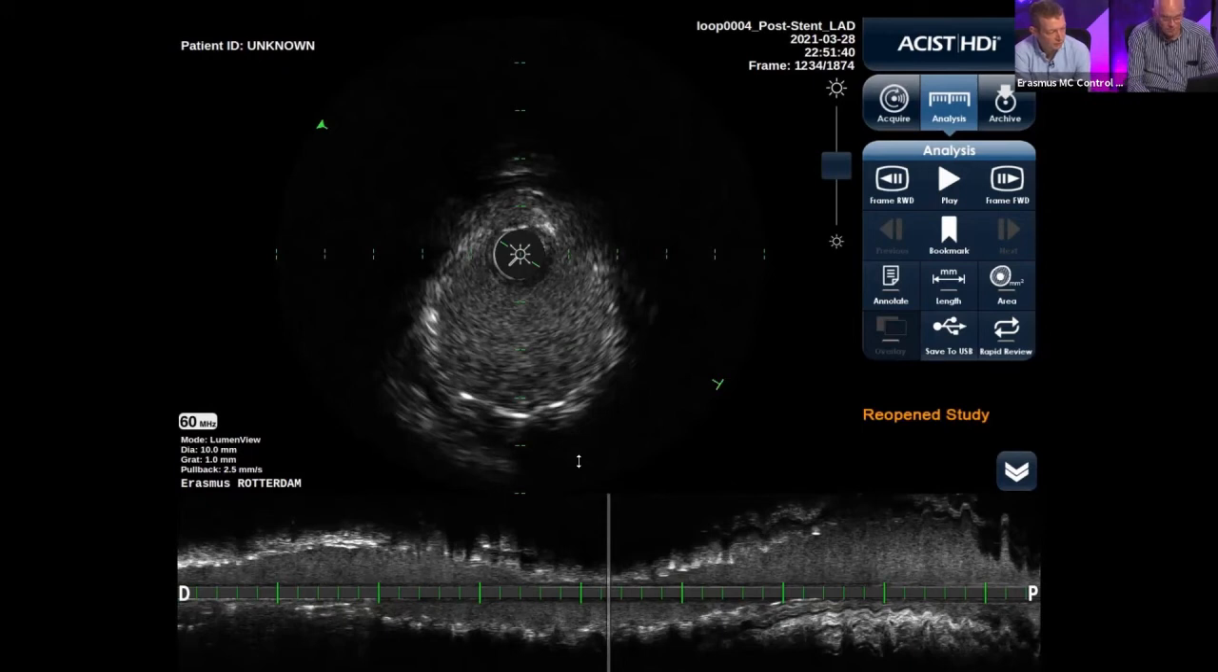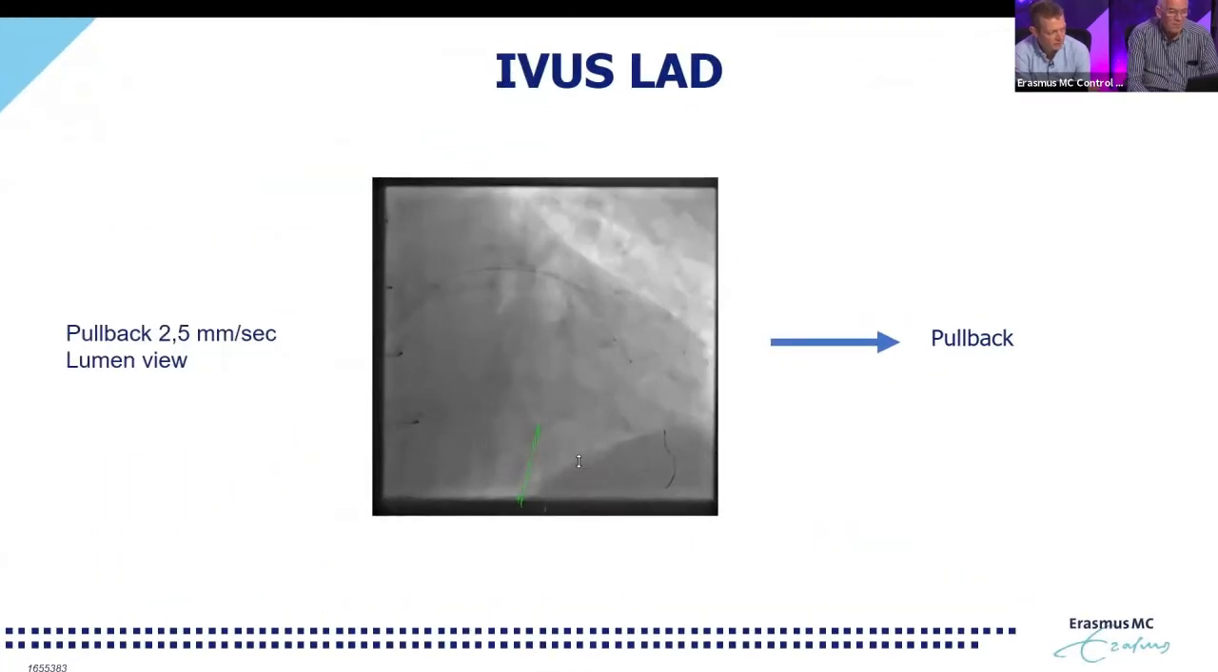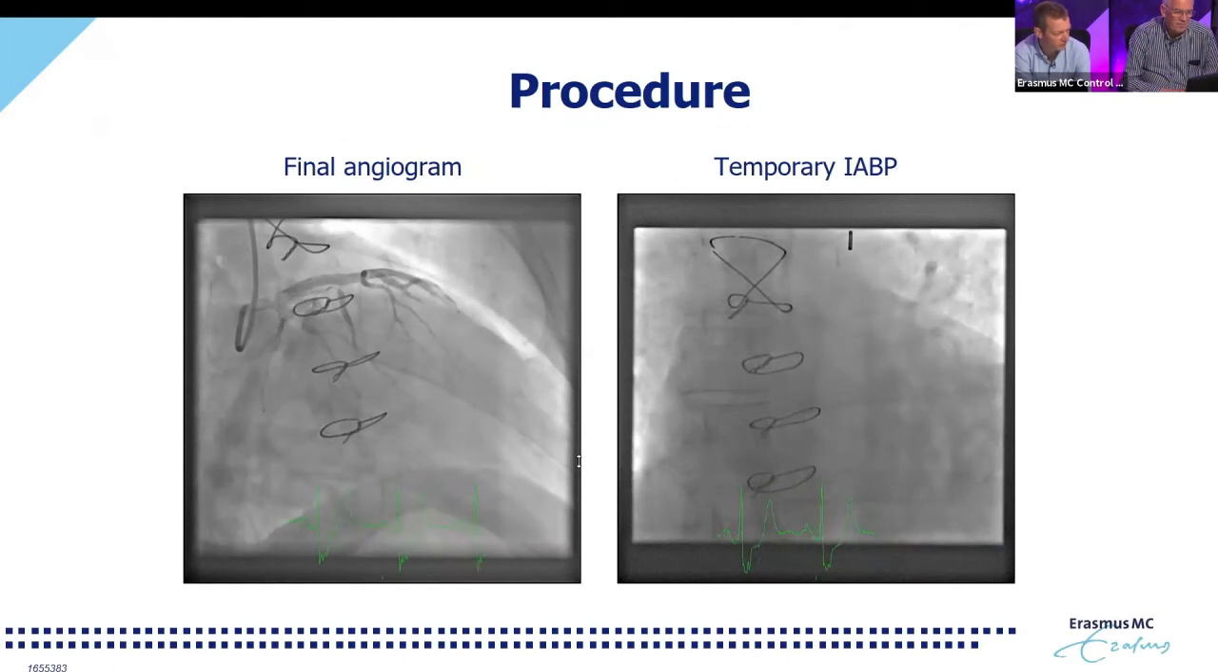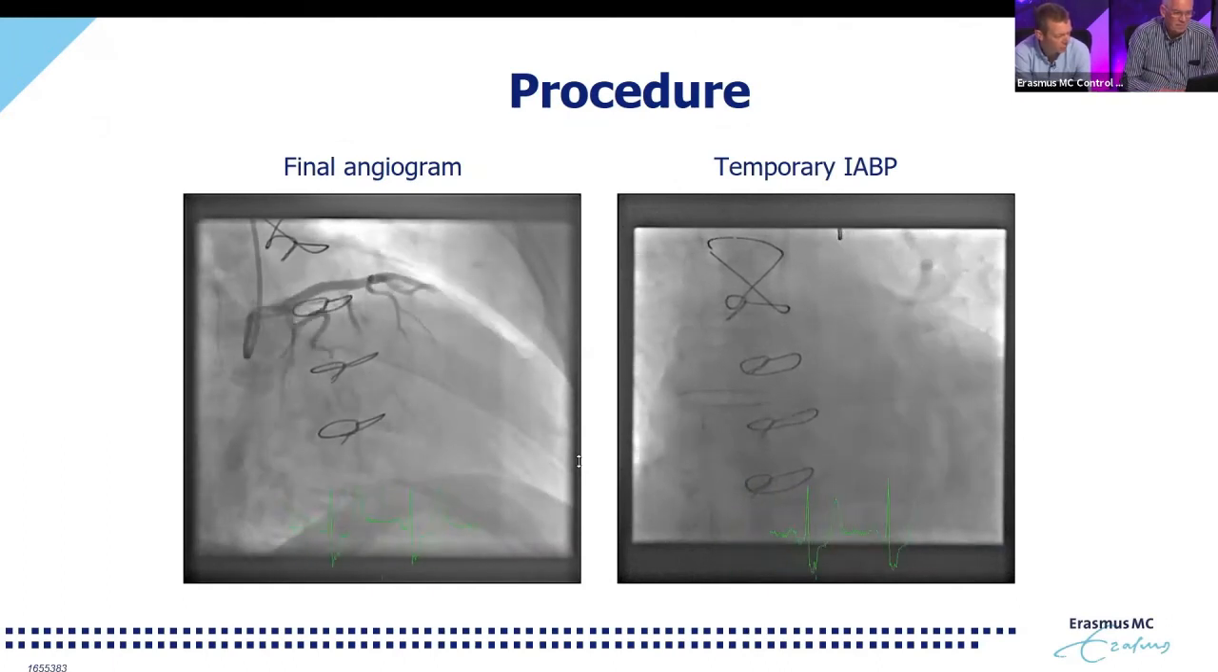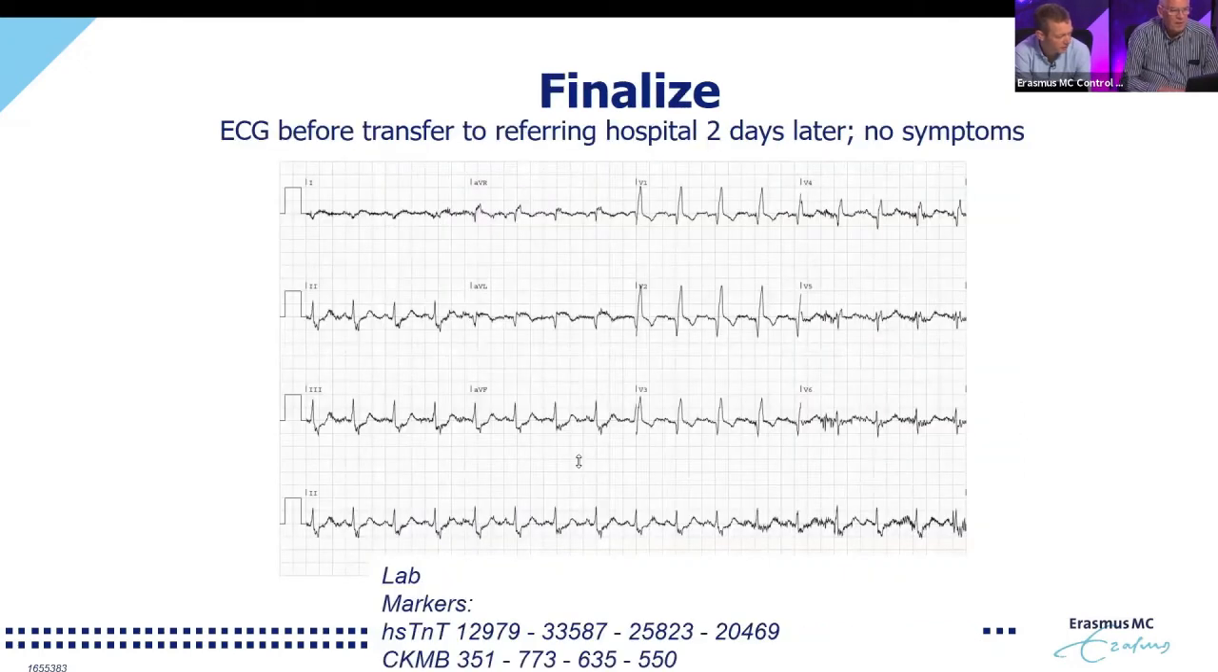Very good result. But if we go back to the slides, you can see that despite the efforts in restoring the anatomical situation as well as possible, this patient still ended with no reflow, suboptimal hemodynamics, and the balloon pump was left in place. The patient was transferred back to the referring hospital 2 days later, recovering from his MI with a significant CK-MB and troponin rise during the MI.